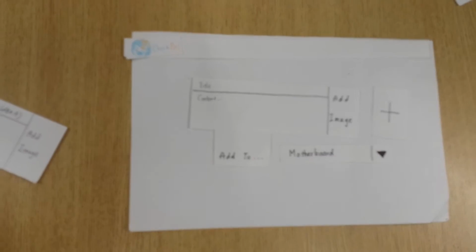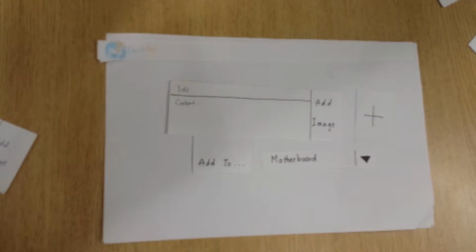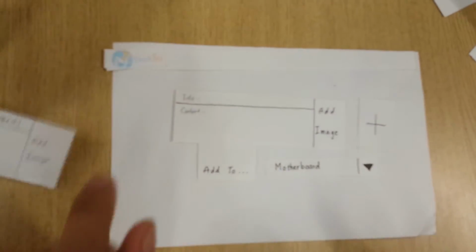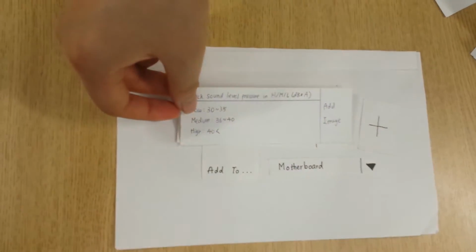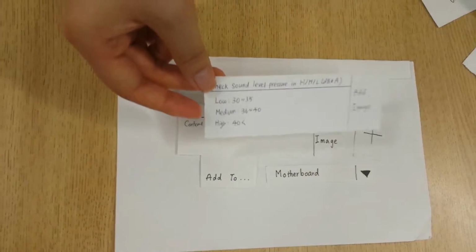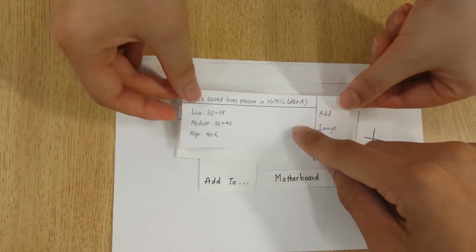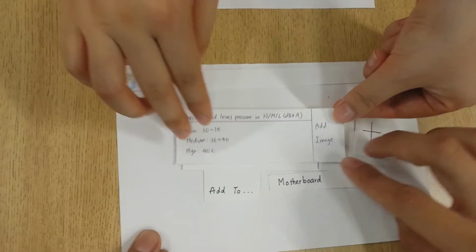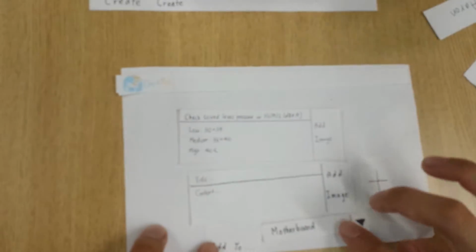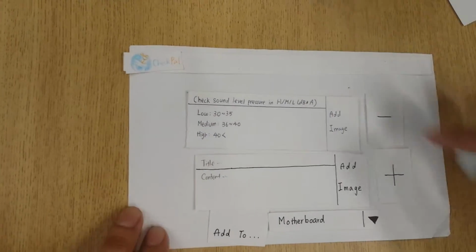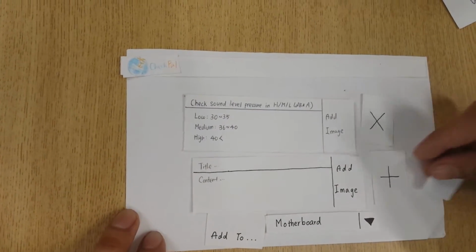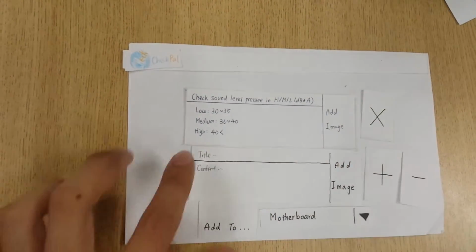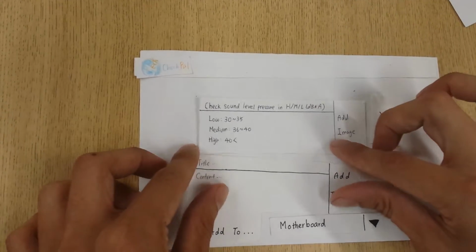So on this page, he inputs the title and the content for the first task, which is check sound level pressure, and there's no image to be added to this task, so he didn't add any image. So he adds on. And then he carries on to add the next task, which is check the air flow.